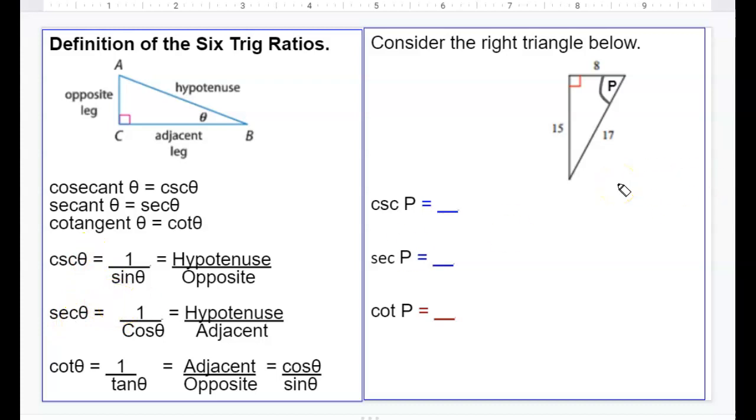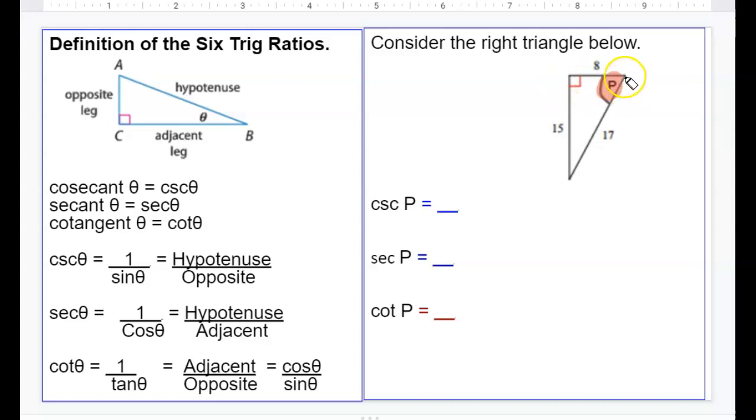All right, let's look at this last example. It says, consider the right triangle below. Again, let's identify our sides. That's our angle of reference there. The first and easy side to identify is your hypotenuse. That's your right angle there.